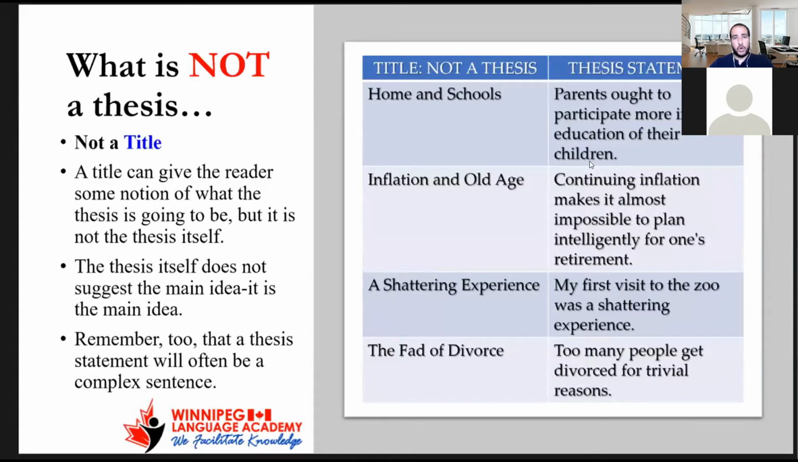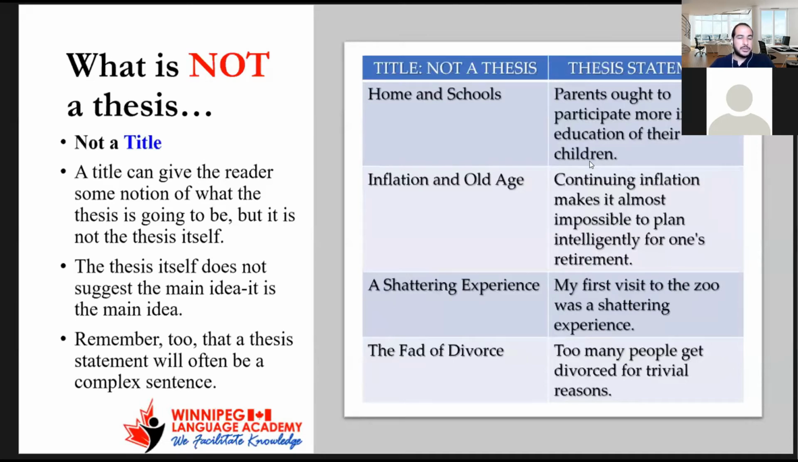If you want to write about home and schools, you could write a thesis like: parents ought to participate more in education of their children. In this case, you will tell us how parents should be participating more. Another title here is inflation and old age. So you could write something like: continuing inflation makes it almost impossible to plan intelligently for one's retirement. And then you would give examples, or you would support this argument with evidence.